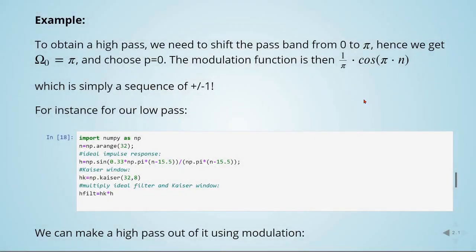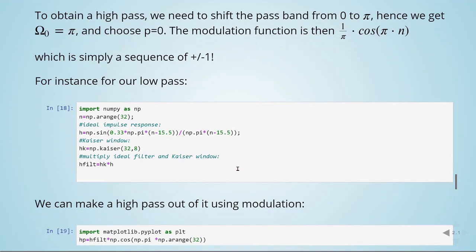Now we have another example. So to obtain a high pass, we need to shift the pass band from 0 to pi. Hence we get omega null is equal to pi. We will choose p equals 0. And the modulation function is going to be 1 divided by pi times cosine of pi times n, which is simply a sequence of plus or minus 1.